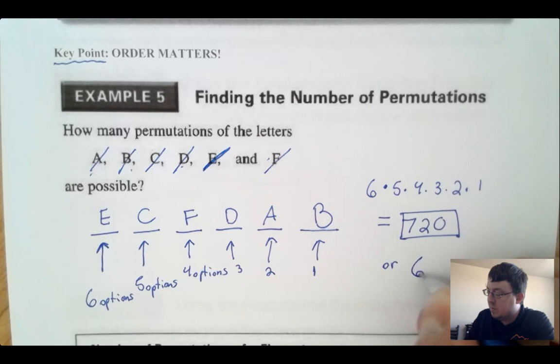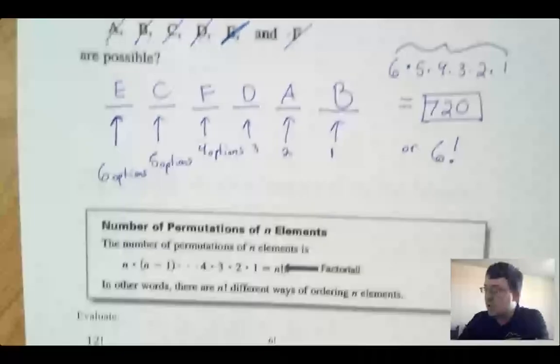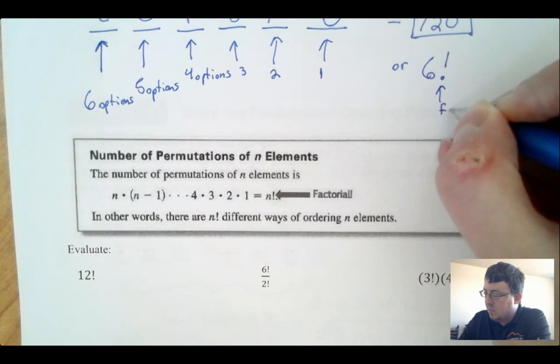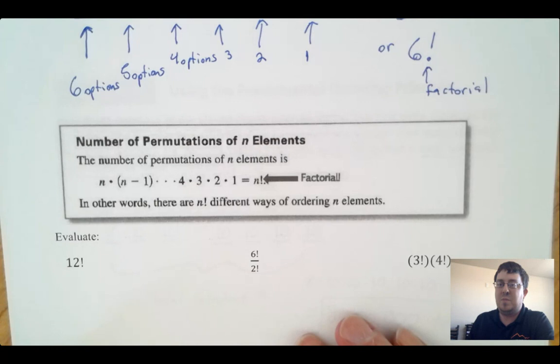So let's go ahead and look at the permutation formula down here where you see this new thing called a factorial, which is an exclamation point. Yes, now exclamation points are part of math. Math was just numbers, then it was letters, now there's punctuation. So 6 factorial is our answer here because that represents 6 times every number less than it.